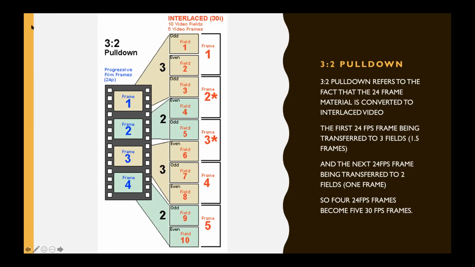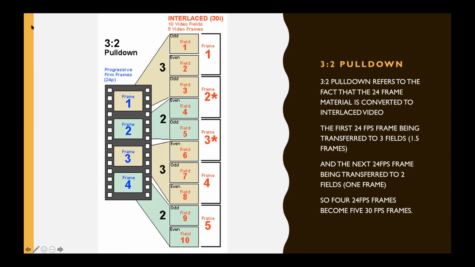Well, what 3-2 pull down means is that there are 4 frames, let's just say in this example, 4 frames of 24p, because it's progressive. We'll say 24p because it is progressive. But there's 4 frames of film, 4 frames of 24 frame, but you end up with 5 frames of 30 frame. And how do you do that? Because the first frame is exposed 1.5 frames.